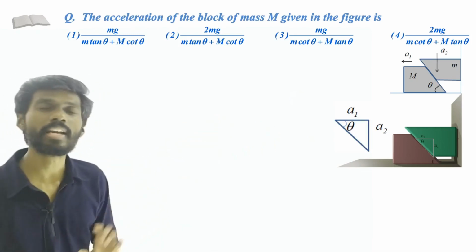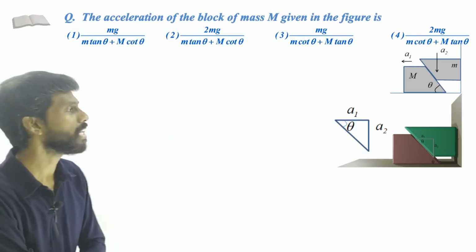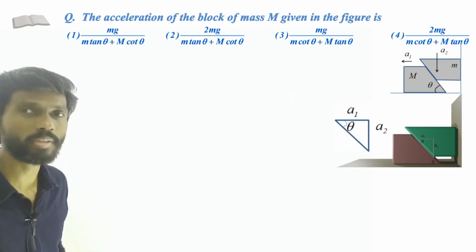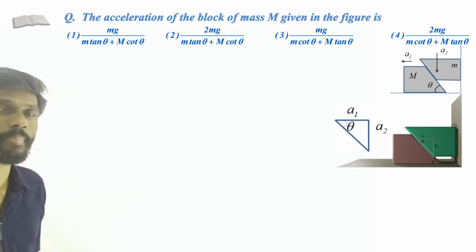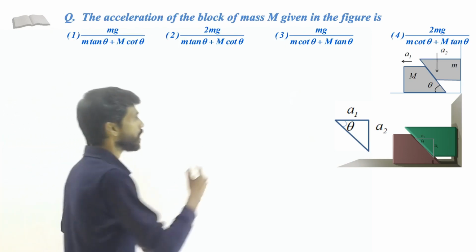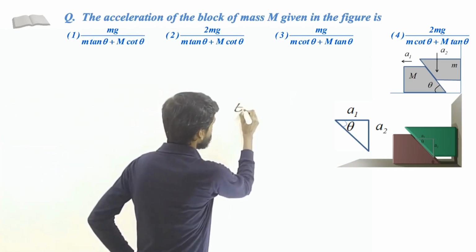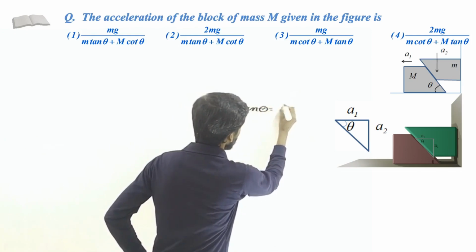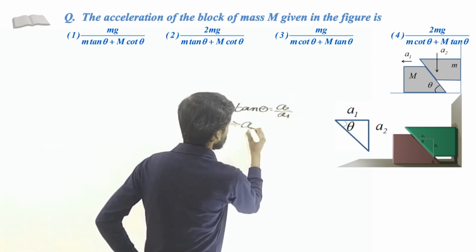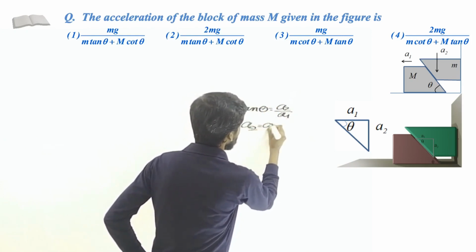Now we can find the relation between these two accelerations. Simply take tan theta. What is tan theta? A2 divided by A1. So tan theta is A2 divided by A1, so A2 equals A1 tan theta. So that is one relation. Tan theta equals A2 divided by A1 from that triangle. So this is the relation: A2 equals A1 tan theta.